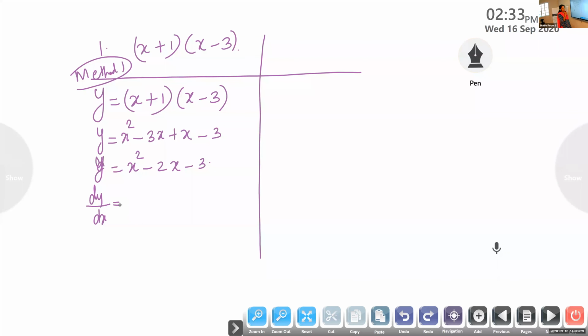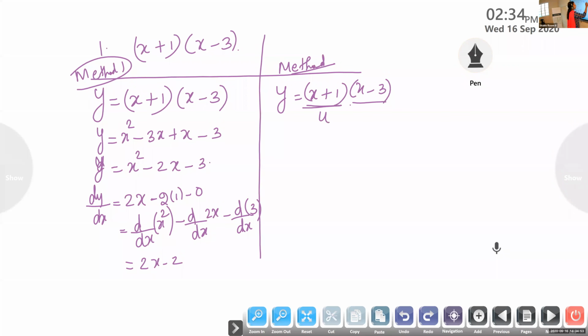Now the same question, we are going to solve it by using the second method. y is equal to (x plus 1) into (x minus 3). Here, I am going to differentiate it using the product rule. So the first function I am taking as u, the second function as v. It is a product of two functions: this is our first function and this is our second function. So y is equal to uv.